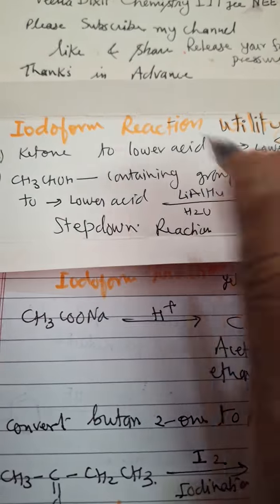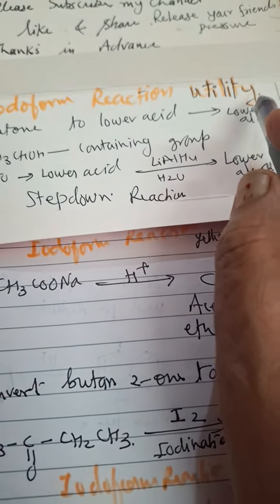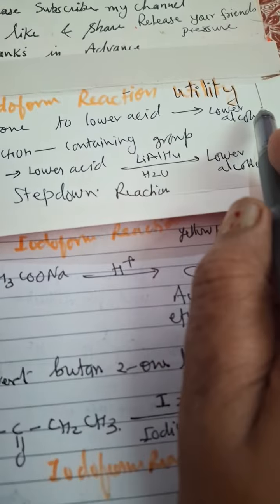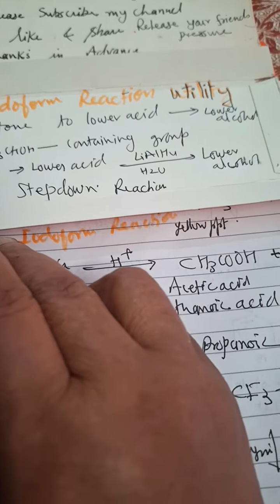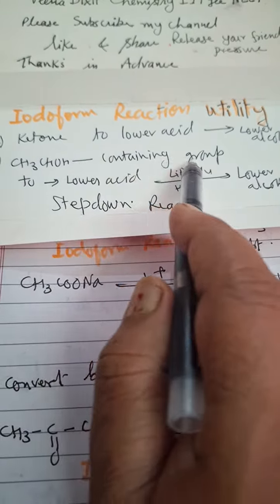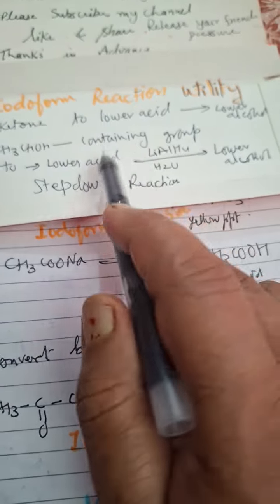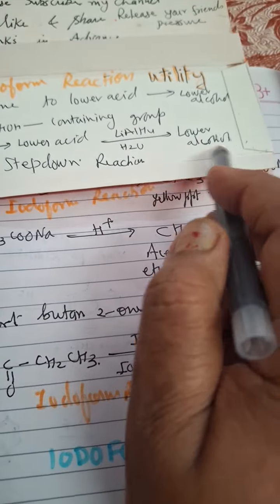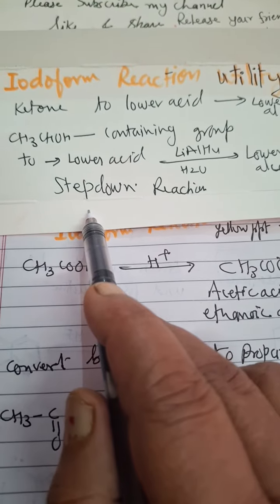Students, we discuss here the utility of iodoform reactions: conversion of a ketone to a lower acid and to a lower alcohol. A CH3CHOH-containing group is converted to a lower acid, and then LiAlH4 followed by water, that is reduction, gives you the lower alcohol. So we are dealing with a step down reaction.